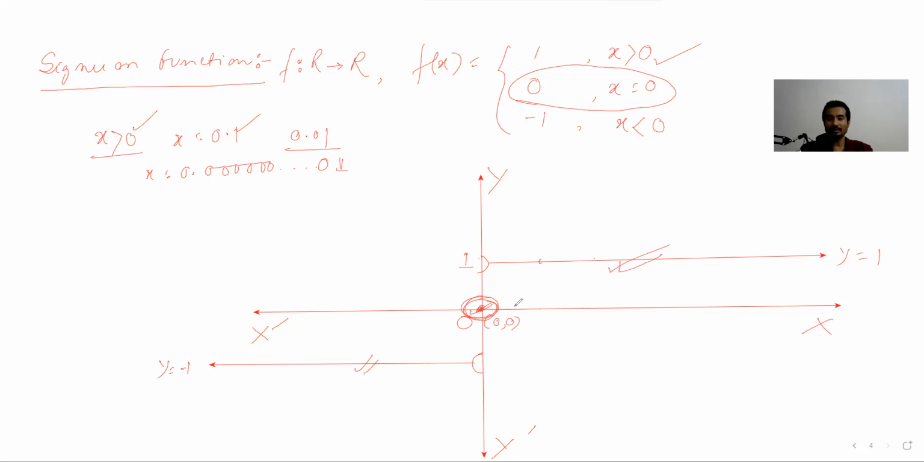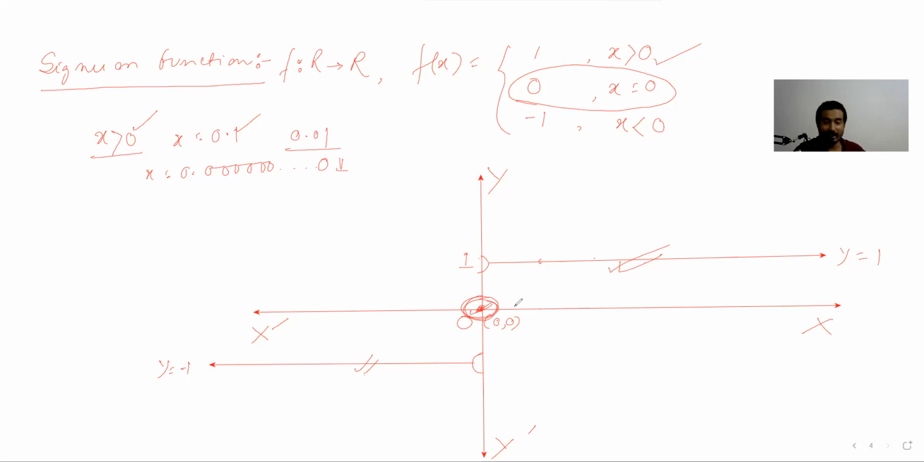We cannot see similarity between the previous two graphs and this graph. There is something different. I think you can notice what the difference is: it has a break at the point 0, 0. So from this graph, it is very clear that this function is not a continuous function, because it has a break at the point 0, 0.